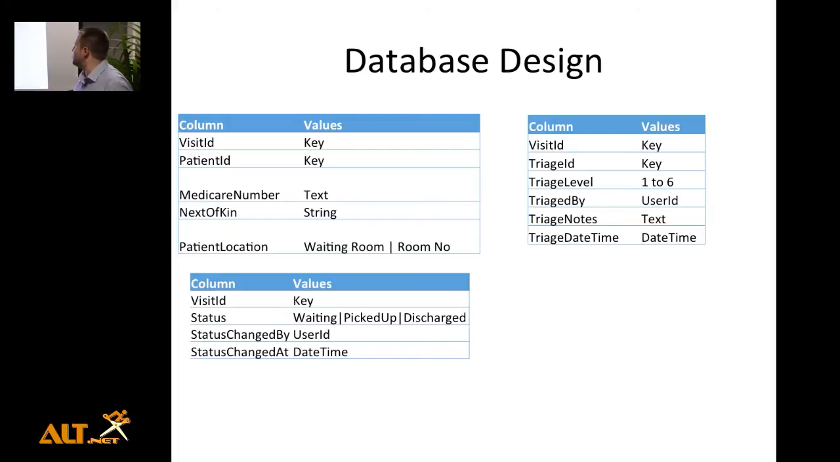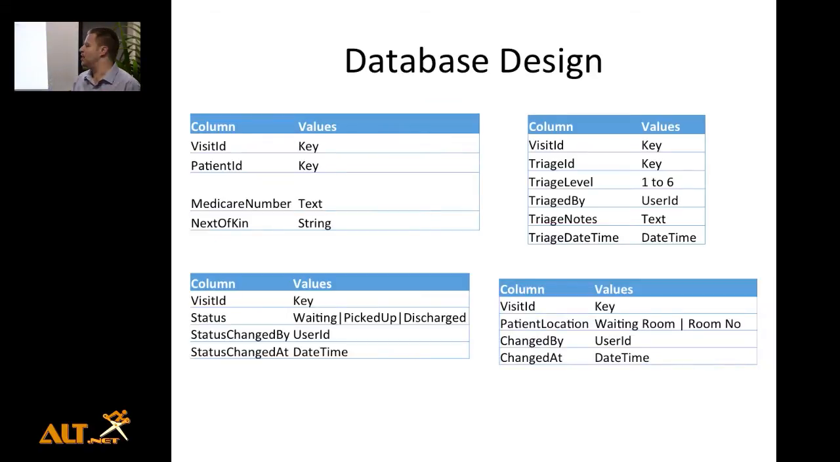And that process will continue on. We'll work out that the status changes over time, so we need another table to capture status changes over time. So as they're waiting, as they're picked up, so that we know the timings of all of those things for reporting later on. Similarly, where they actually physically are changes over time, and that might be important not just for reporting, but for the applications that people are going to use to manage the emergency room to know where people are.